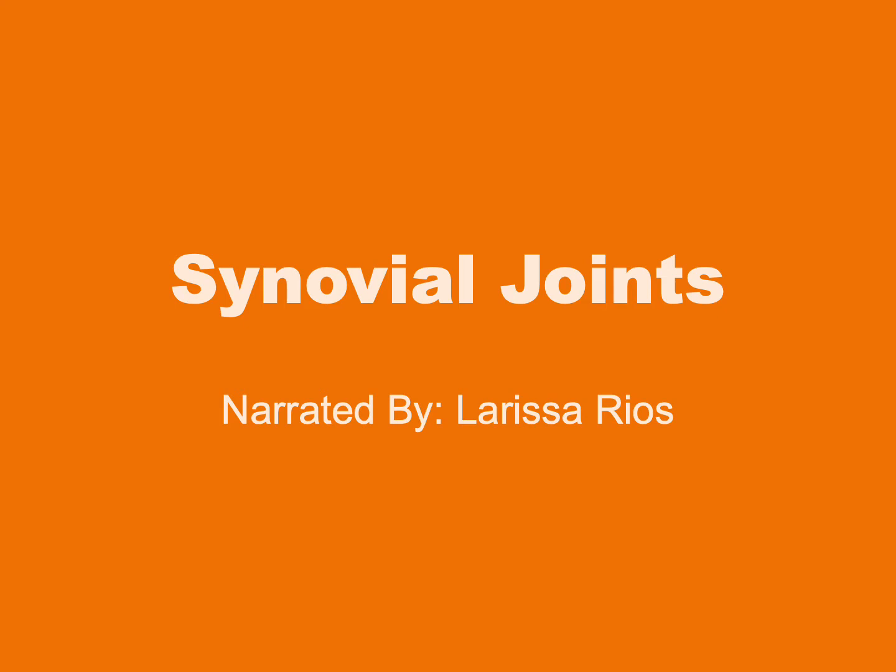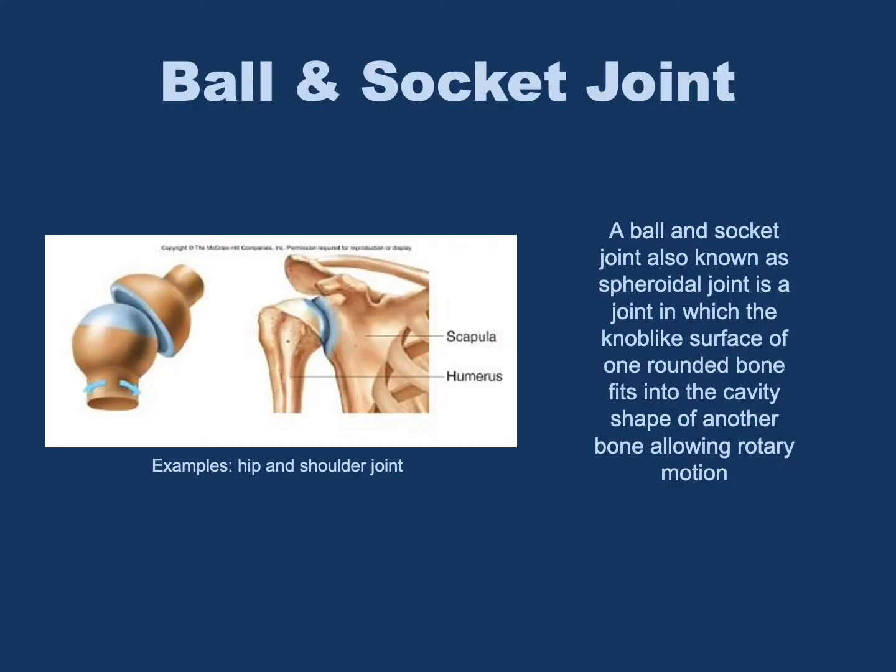The first one we will be discussing is the ball and socket joint. A ball and socket joint, also known as a spheroidal joint, is a joint in which a knob-like surface of one rounded bone fits into the cavity shape of another bone, allowing rotary motion. A good example of this would be your hip or your shoulder, where the bone goes into the cup-like socket and gives you the mobility to move in a rotary motion.